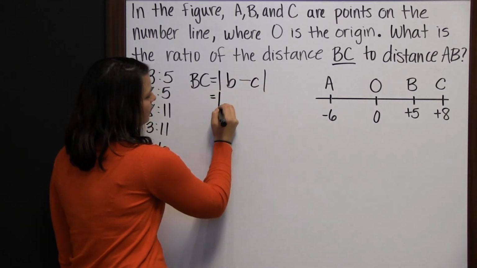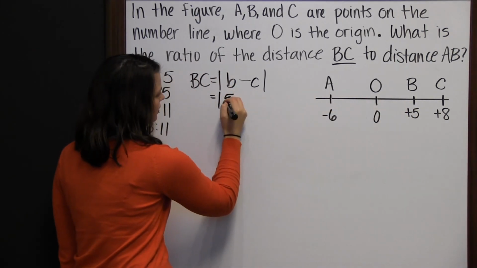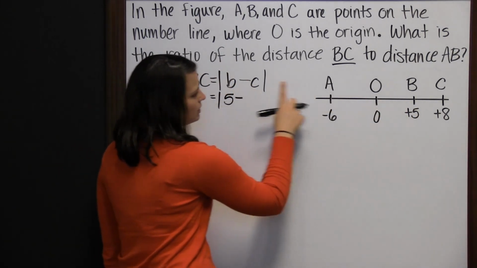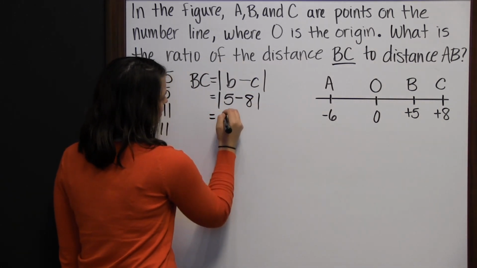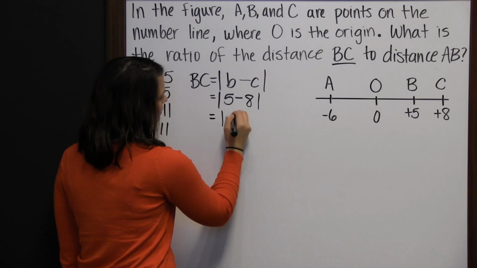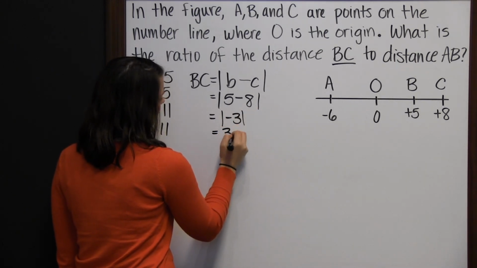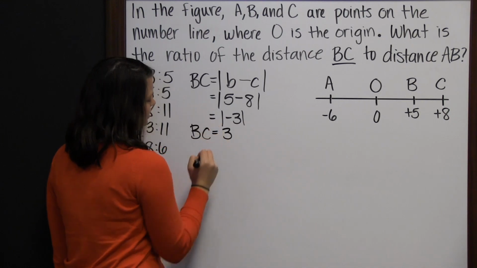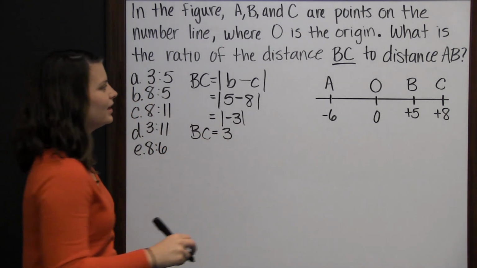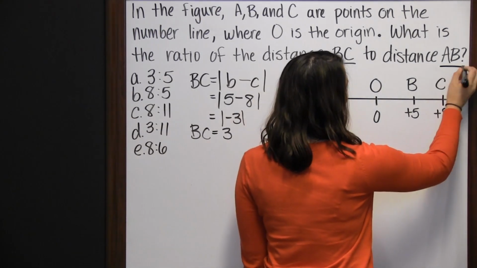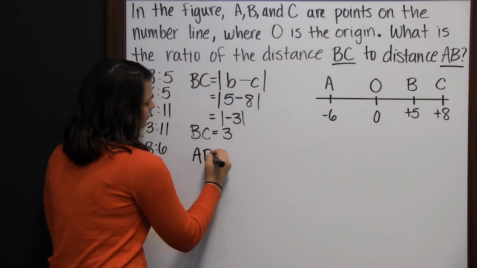So that is the absolute value of B is 5 minus C is 8, which is the absolute value of -3, and that is 3. So the distance between points B and C is 3. Now we're going to do the same thing to find the distance between points A and B.